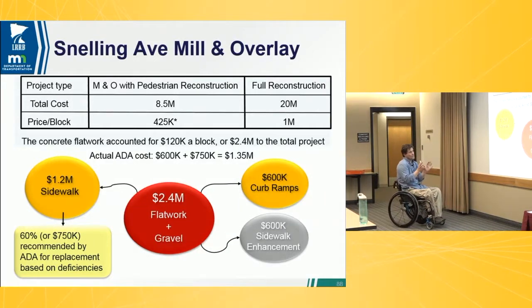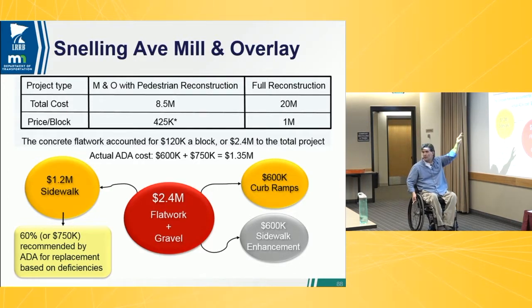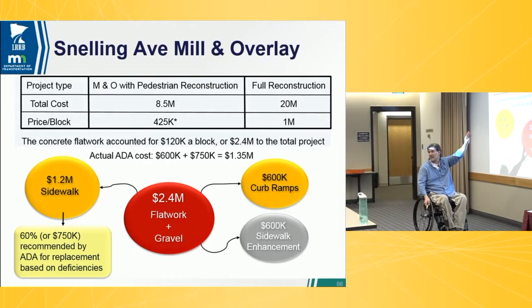So again, I want to be transparent on this. There are real costs. If you look at the top line, we had an $8.5 million project. To do a full recon on these 20 blocks, for conversation, would have been about $20 million. But that was never in the cards. It's not a high priority road for Metro. Our freeways are pretty important. That's where we spend a lot of our money.